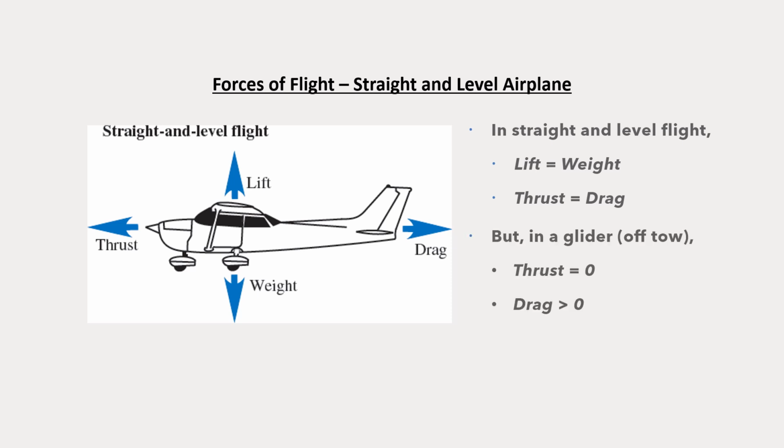But now when we talk about a glider, this thrust force doesn't exist. We don't have a power plant that can create it. So the thrust is equal to 0, but even though the drag is very low in gliders compared to other types of aircraft, it's not 0. It's some positive number. So how can this work?